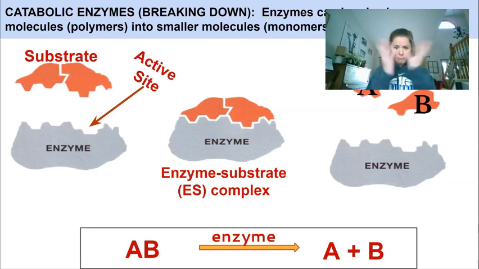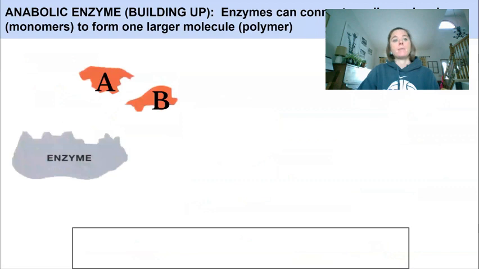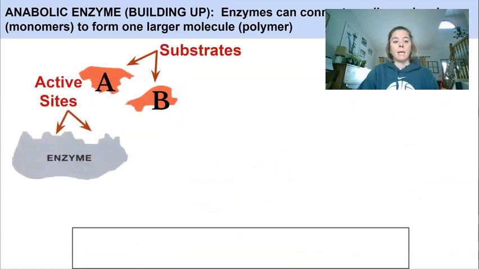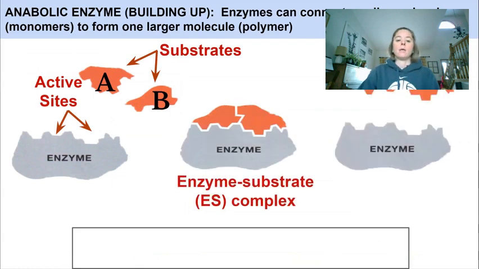It is adding that extra oxygen, and the hydroxide ion, OH, is adding a hydrogen ion onto the other side. From there, we have enzymes that function anabolically, or they build things up. This is when enzymes take monomers and turn them into polymers, or what I like to think of is they act like tape. So the substrate goes into that active site, you get the complex, and forever and ever, A and B are now stuck together.